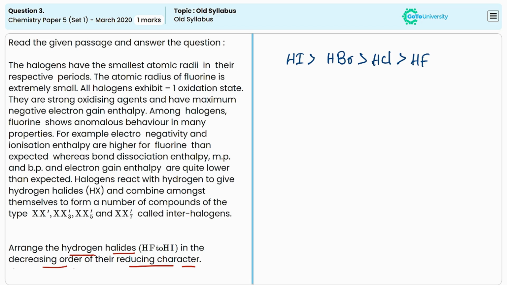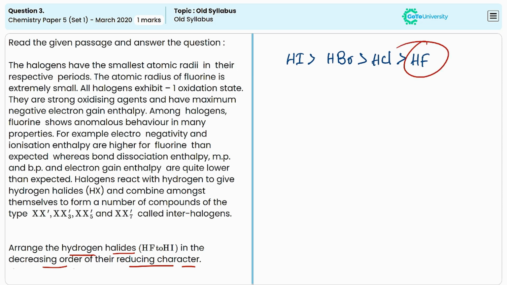The reducing character of a substance refers to its ability to donate electrons in a chemical reaction. It causes another substance to be reduced. For hydrogen halides, the reducing character is primarily determined by the strength of the hydrogen-halogen bond and the ease with which the halide ion can donate electrons.